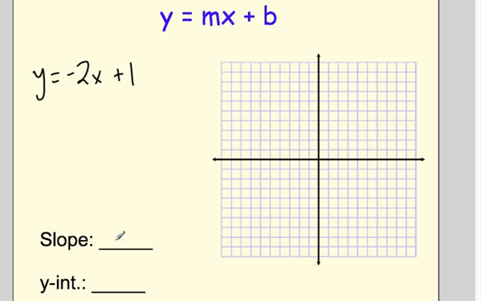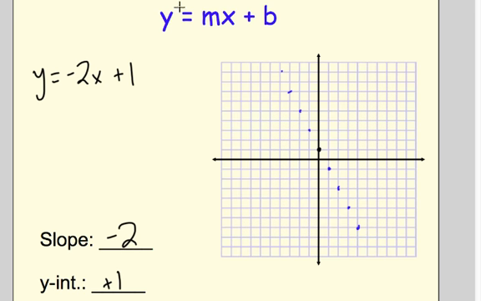Okay, so for this one, the slope is -2. That's what's in front of the x. The y-intercept is +1. So I'm going to start up here, +1 for my line, because that's where it crosses the y-axis. And this one, because it's a negative slope and it's a higher number than 1/2, is steeper, first of all. And also, it goes down when I go from left to right. It goes down.